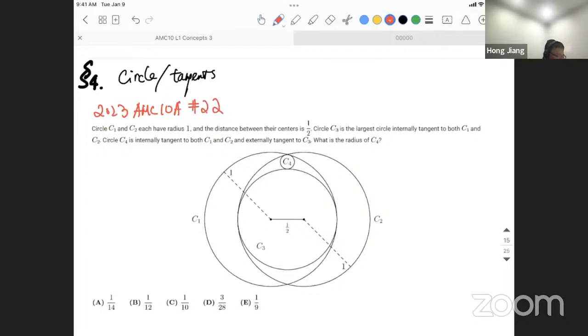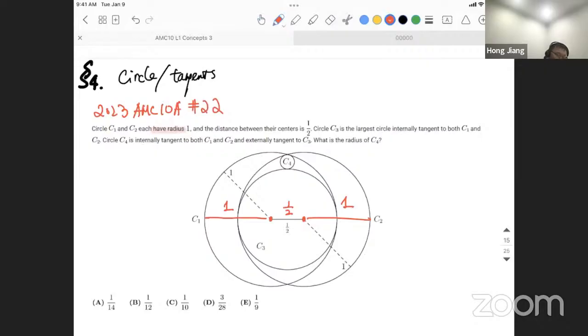And the distance between their, okay, I'm going to highlight this, all the important things I want to highlight. The distance between their circle centers is 1 over 2. You see, this is here. You have 2, and this guy has a 1. This guy has 1. And this is 1 over 2.